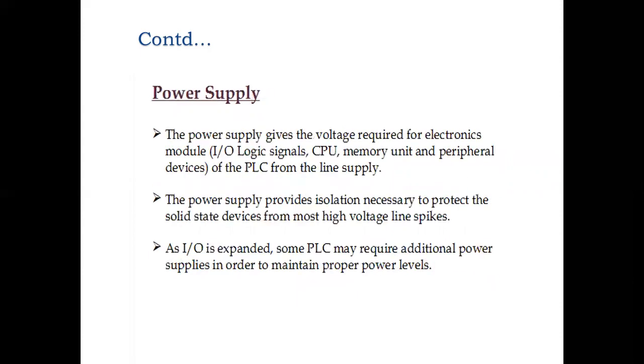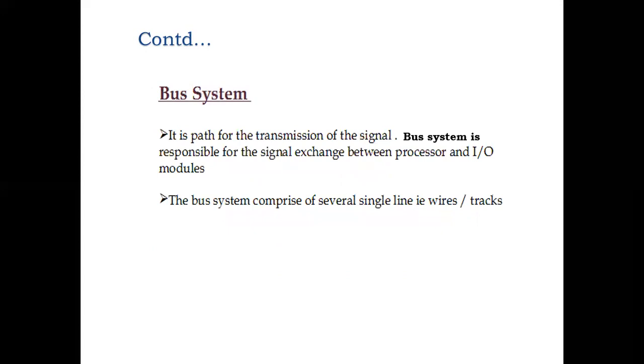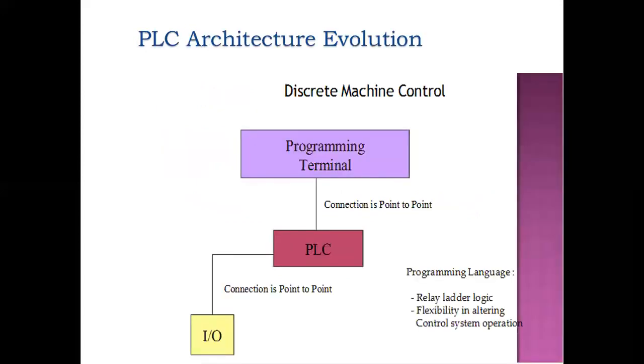Examples are switches, push buttons, relays, pumps, valves, on-off status. The power supply gives the voltage required for the electronics modules. It provides the isolation necessary to protect the solid state devices from high voltage line spikes. Input output can be expanded; some PLCs may require additional power supplies to maintain proper power levels. The bus system is responsible for signal exchange between the processor and the input module. The system comprises several single lines like wires and tracks. This is the evolution of architecture: programming terminal, PLC and input output.